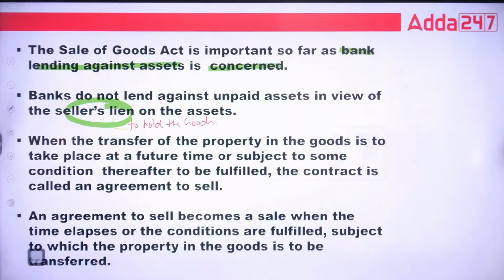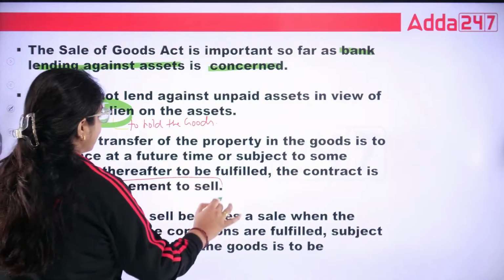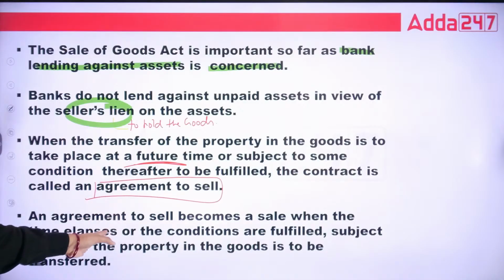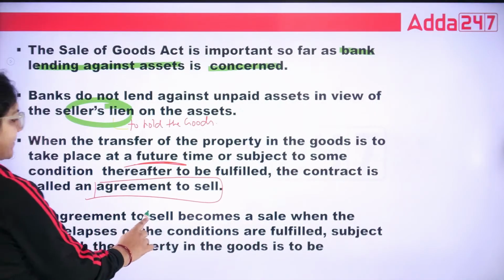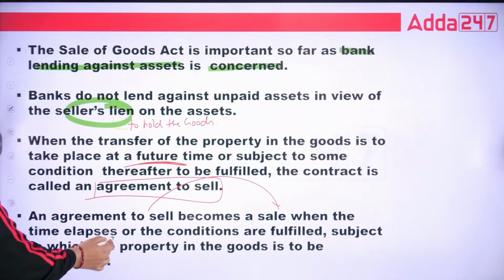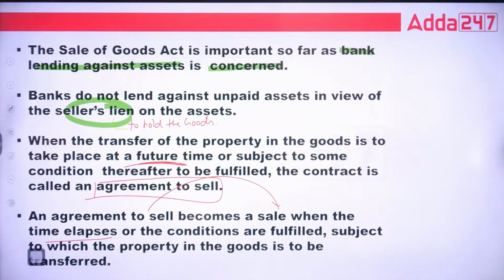When the transfer of property in the goods is to take place at a future time, subject to some condition thereafter to be fulfilled, this is called an agreement to sell. So class, an agreement to sell is basically the future sale. It will become a sale when the time elapses and the conditions are fulfilled, subject to which the property in the goods is to be transferred. This is again the paragraph that is written in the Macmillan book.